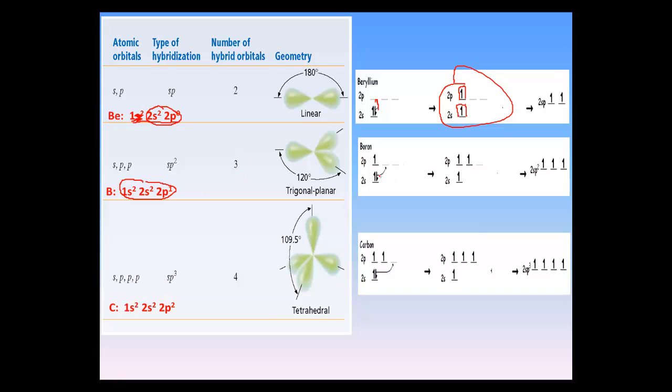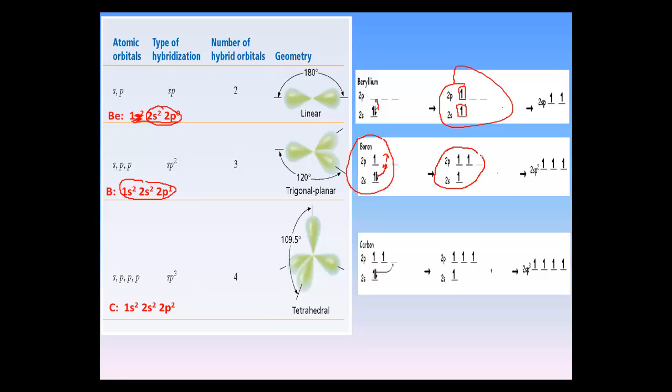And what happens? So let's look over on the right side. It starts off like this: 2s2, 2p1. We'll take 1 electron and promote it up here. Okay, so far so good.